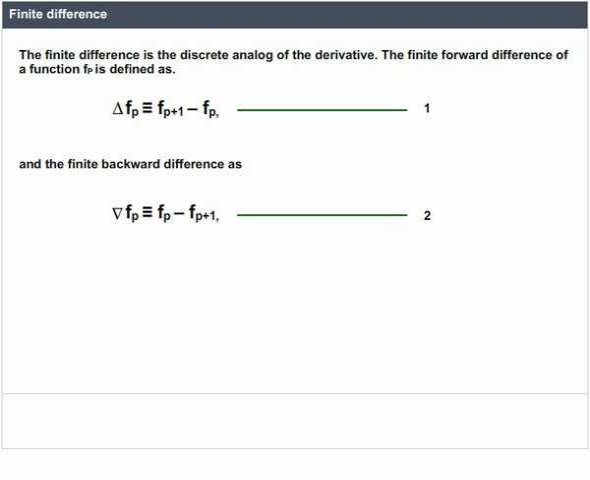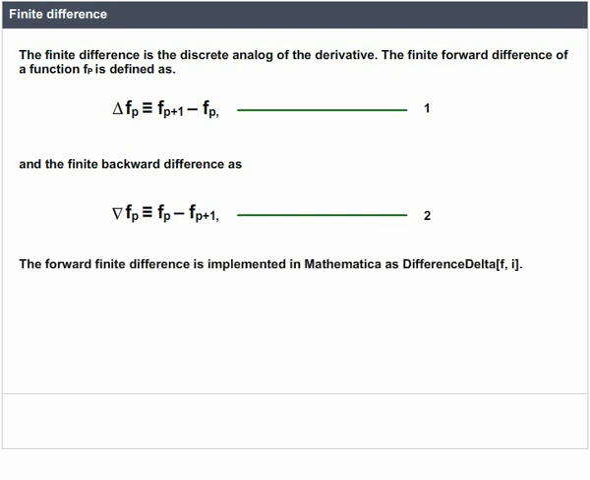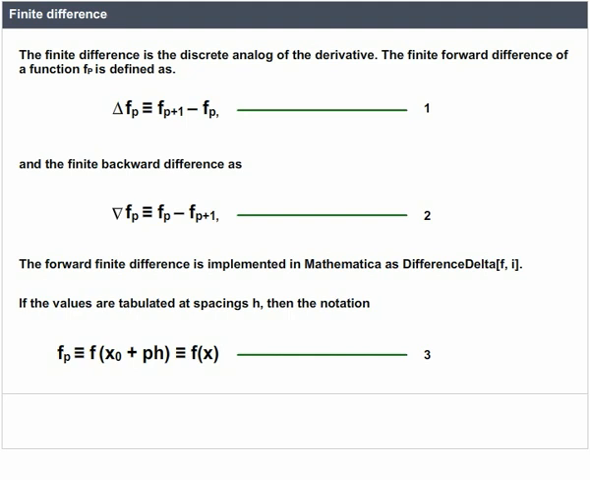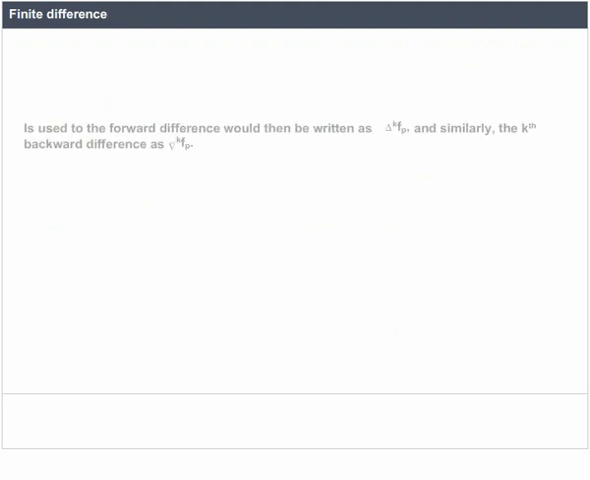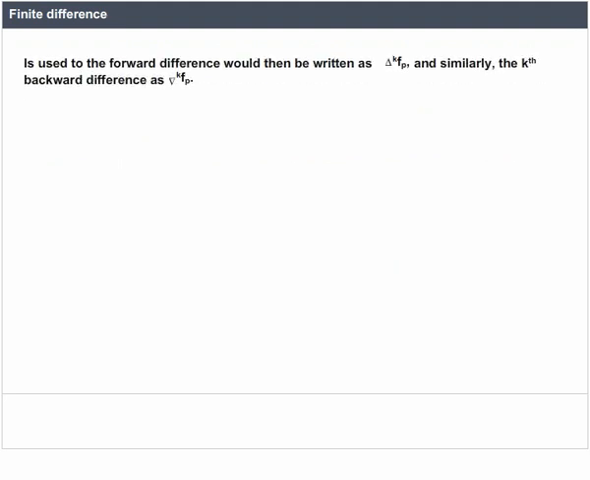The forward finite difference is implemented in Mathematica as Difference[f, i]. If the values are tabulated at spacings h, then the notation f_p ≈ f(x0 + ph) ≈ f(x), called equation 3, is used. The forward difference would then be written as Δ^k f_p. Similarly, the kth backward difference as ∇^k f_p.